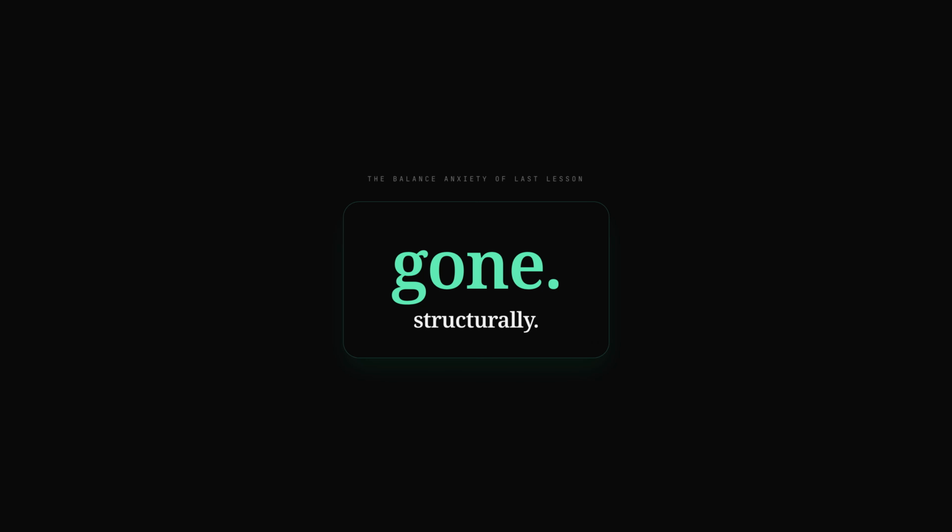The balance anxiety that consumed the back half of last lesson? Gone. Structurally. The promises only matter if the structure survives change, and the heap has exactly 2 repair moves.